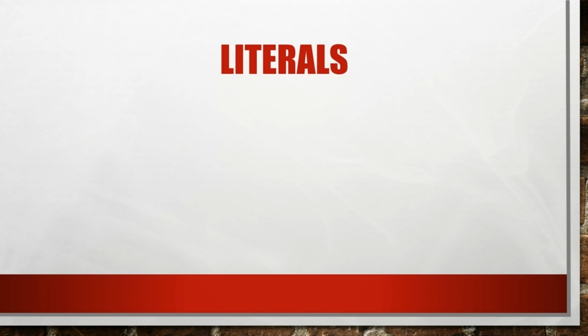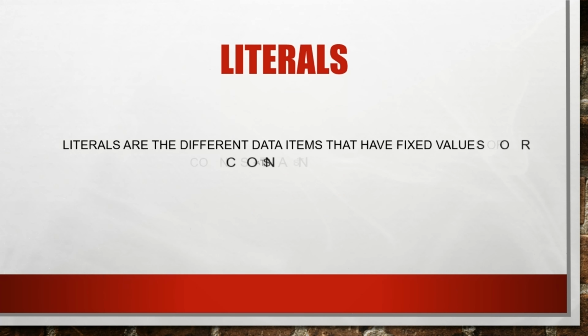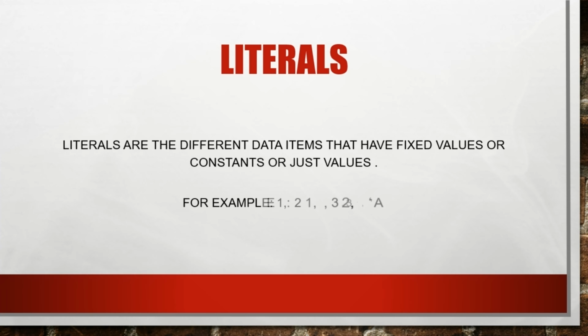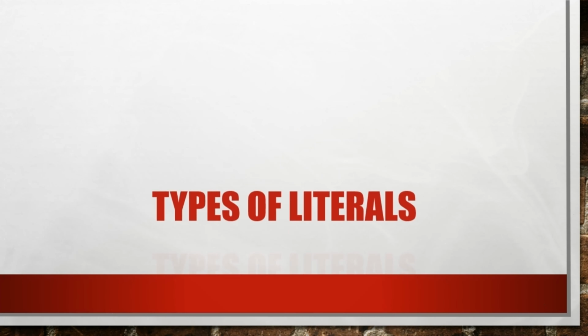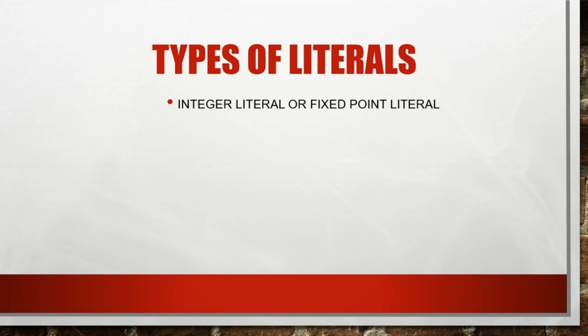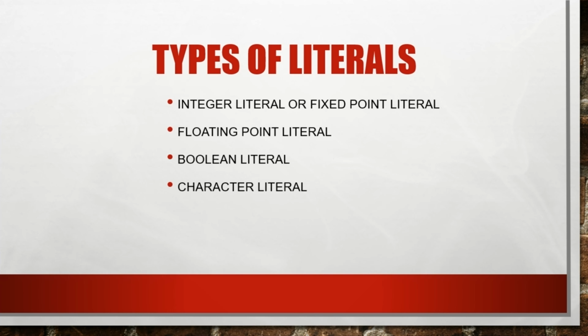Now, we have literals. Literals are the different data items that have fixed values or constants or just values, like 1, 2, a, hello. Now, there are several types of literals: integer literal or fixed point literal, floating point literal, Boolean literal, character literal, string literal, null literal.